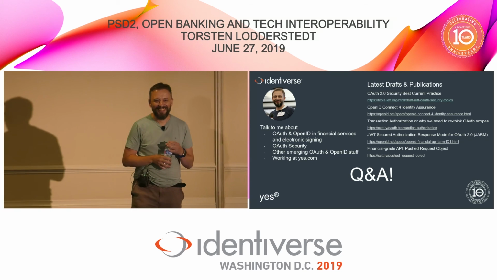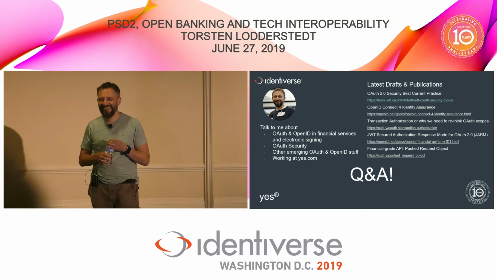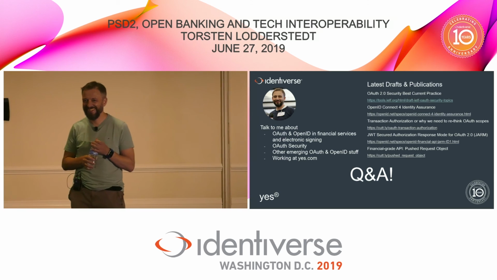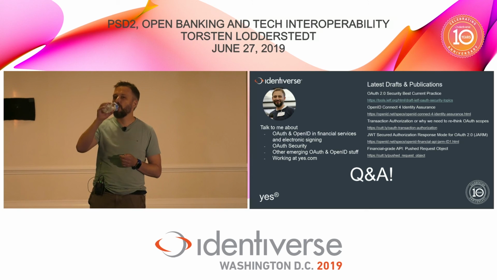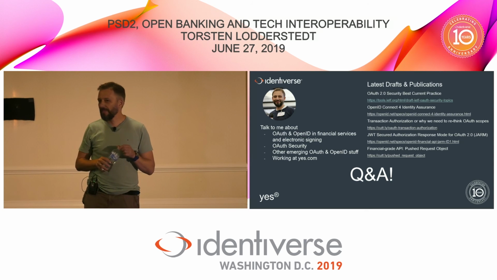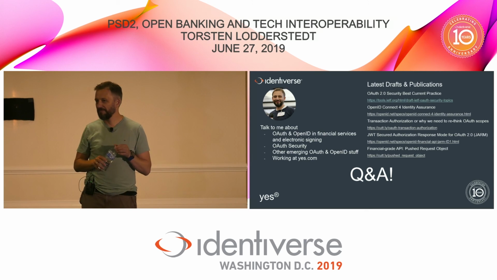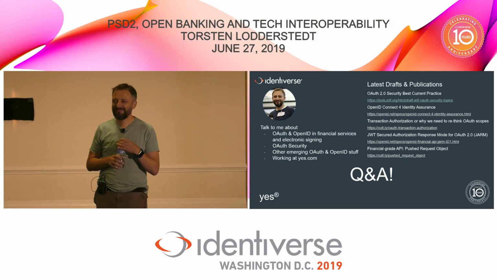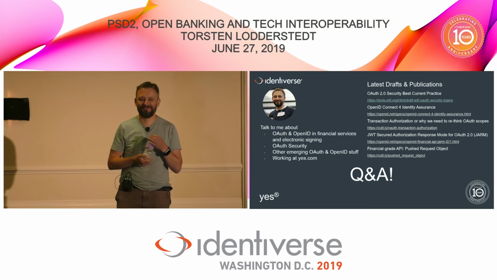Torsten was politic when he said we haven't come to consensus yet. But in Washington, we have an expression that there are two things you don't want to watch being made. One is sausage, and the other is legislation. The third that I would add is standards development. Any other questions for Torsten?